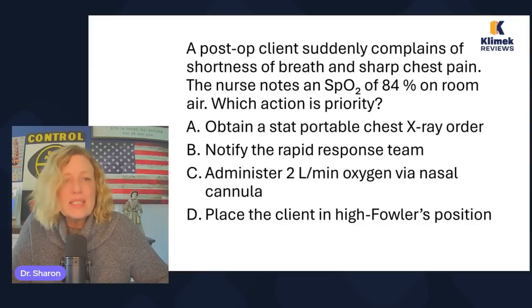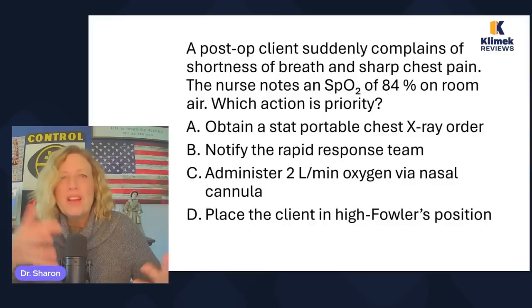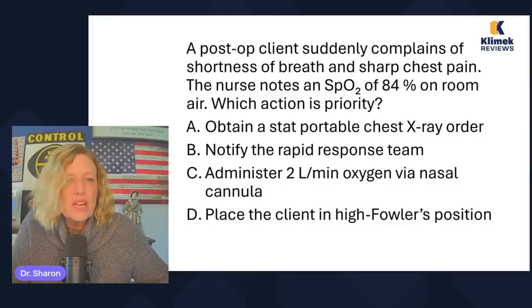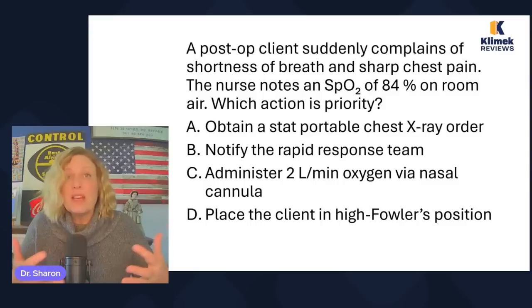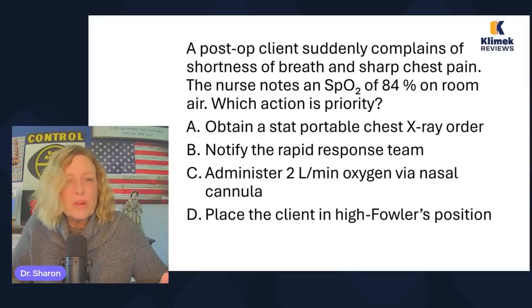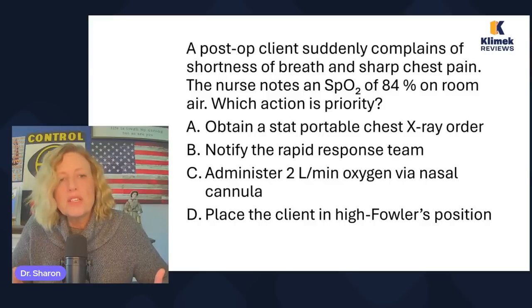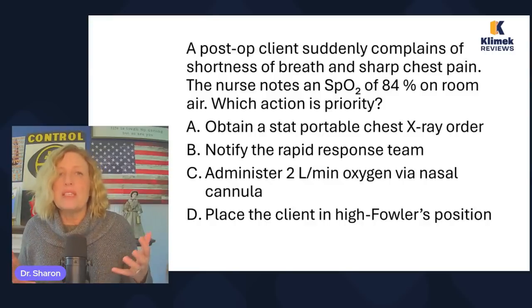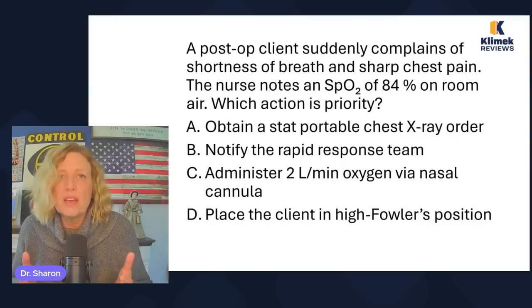A post-op client suddenly complains of shortness of breath and sharp chest pain. See, they even give you the classic signs and symptoms when they want you to know it's a pulmonary embolism. The nurse notes an SpO2 of 84% on room air. Which action is priority? So I'm thinking pulmonary embolism, but they're also extremely hypoxic. Obtain a stat portable x-ray, notify the rapid response team, administer 2 liters oxygen, place the client in high Fowler's. So this is a prioritization question where they say, what is the most important thing to address?